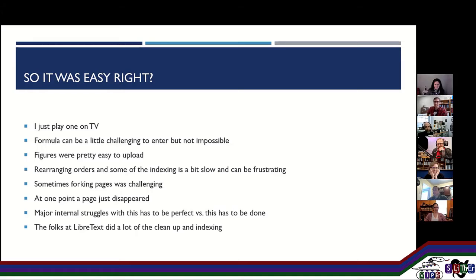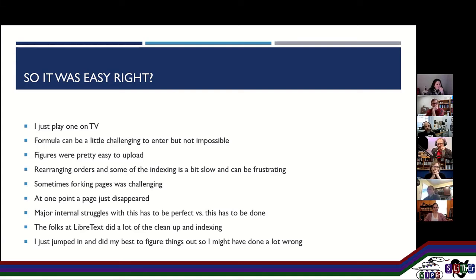And someone probably got to this and said, what idiot put this together, and made it all nice and pretty, which was great and appreciated. And as I've admitted freely, I just kind of jumped in and did things, and I'm sure I did a lot wrong.